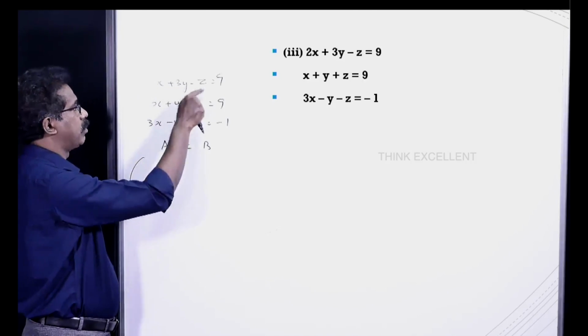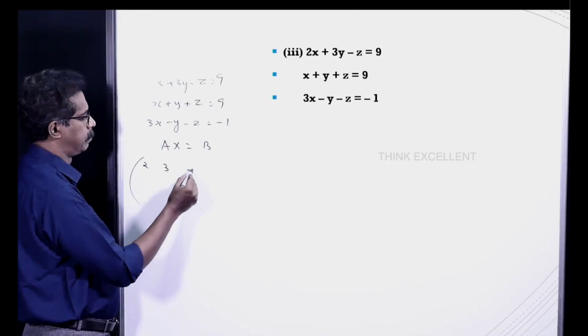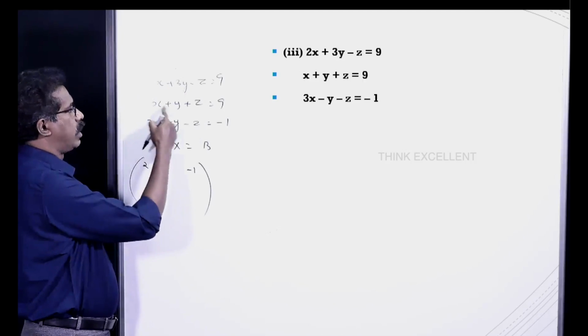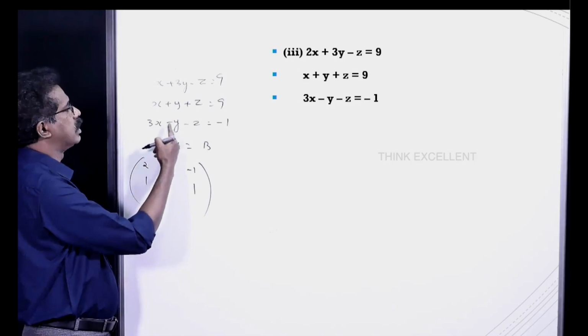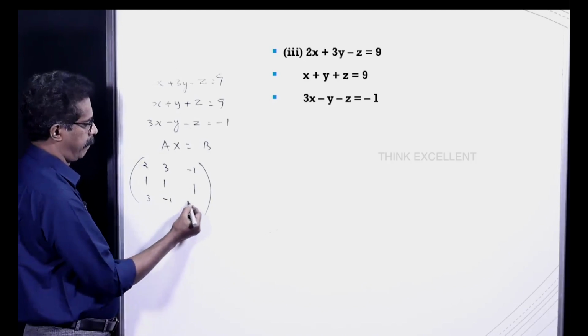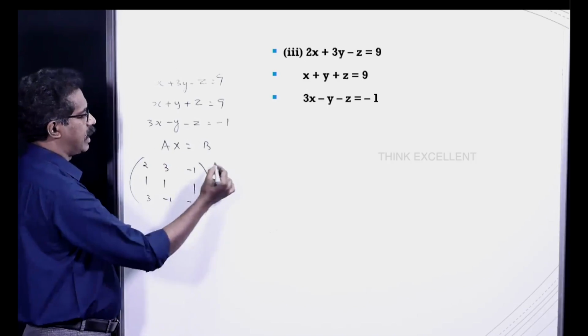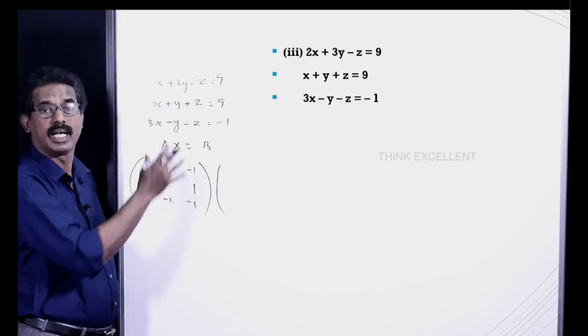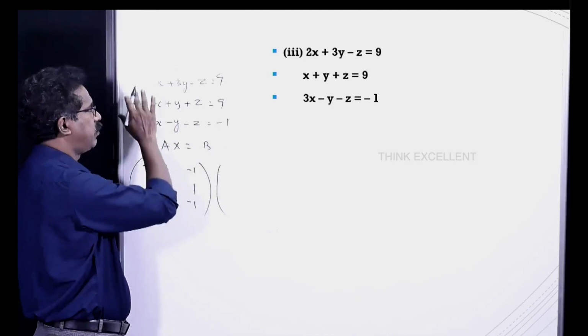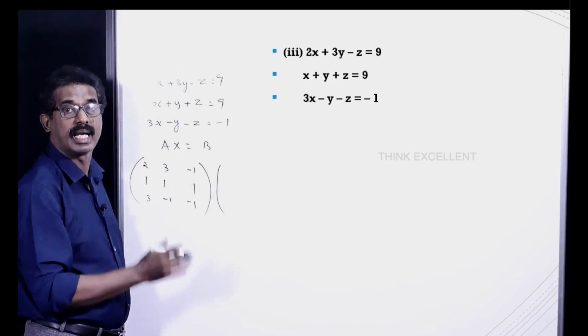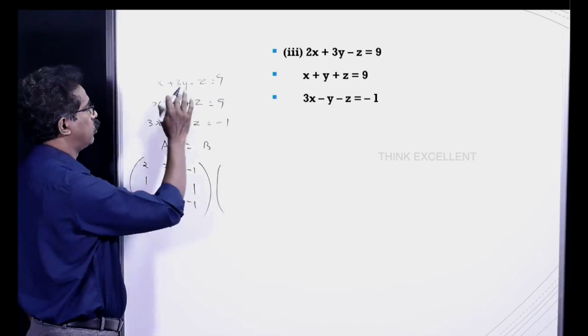So 2, 3, minus 1. 1, 1, 1, right? Then third, 3, minus 1, minus 1. This is A. X is the unknowns. What are the unknowns here? X, Y, Z. In the previous question only X and Y, right? But here X, Y, Z. If it is ABC, you write ABC. Write it as a column matrix. Here X, Y, Z.